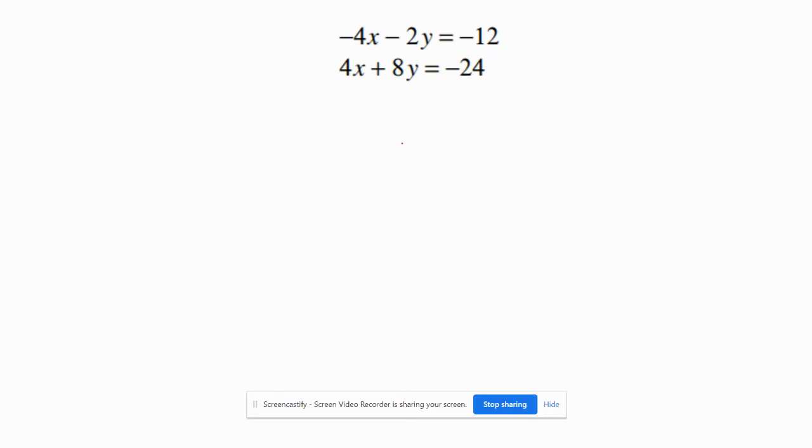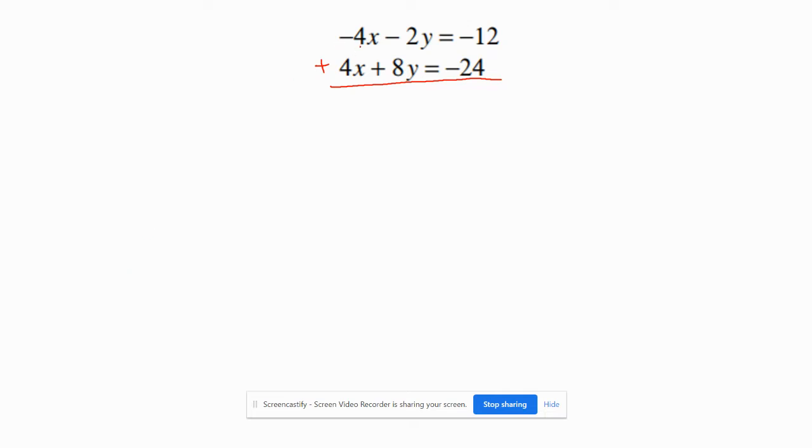My goal here is to eliminate either the x's or the y's. So what I would see is what equation I can change to make the x's go away or make the y's go away. First off here, I already have opposite x values, so I don't have to do anything to these equations. I just add them together.